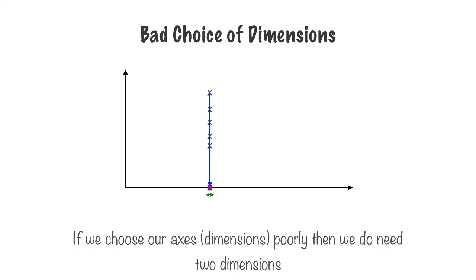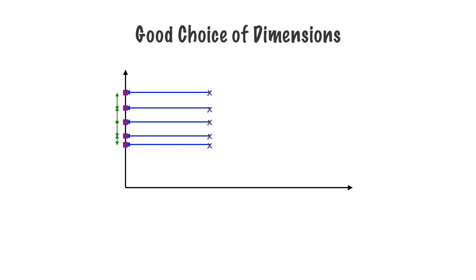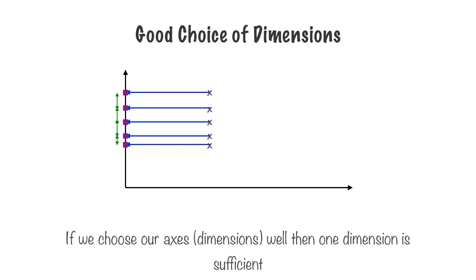But what if we move this entire data set to the y axis? We projected it on the y axis rather than the x axis. In this case, we've chosen our dimensions and axes well, then one dimension is sufficient to represent this data. All the different points and how they're spread out has been completely represented by moving this data to the y axis.